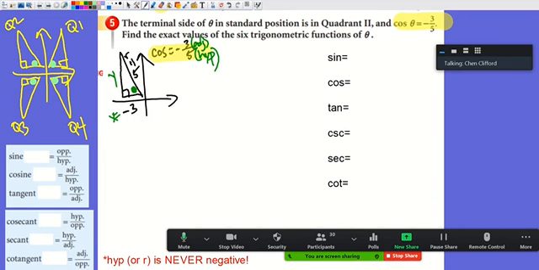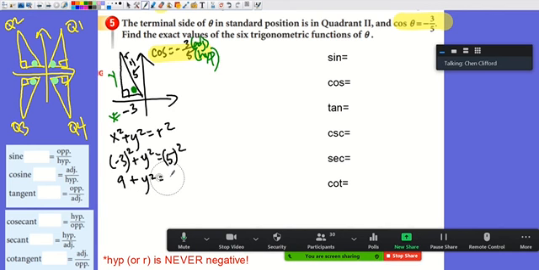So I'm going to go x squared plus y squared. Everything else is the same thing we've been doing. X squared is -3 squared. This time we know r. We're solving backwards. And we're going to solve for y now. So check this out. 9 plus y squared equals 25.